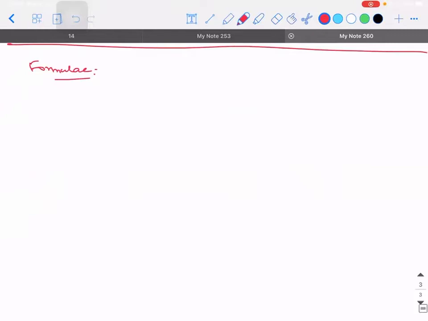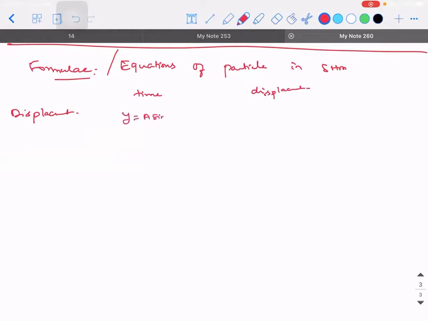I generally don't call them formulae, but yes, you can use them. Suppose these are all actually the equations of a particle in simple harmonic motion. If I talk about displacement in terms of time, then y is equal to a sine omega t, and the displacement is simply y.